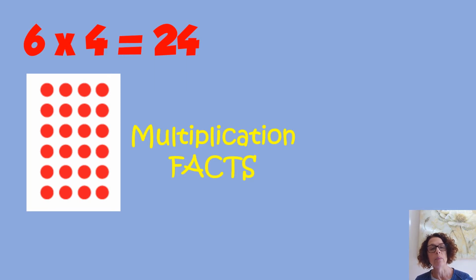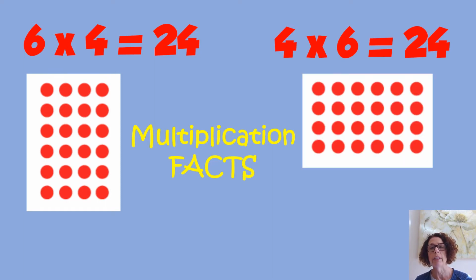So we know that this array shows 6 times 4, there's 6 rows of 4, and that makes 24. We don't have to count each individual dot, we can just skip count in 4s to get our answer. And the first number means there are 6 rows, the second number tells us how many there are in each row. Now the related multiplication fact to this is 4 times 6 equals 24, which we would represent with this array, 4 rows of 6.